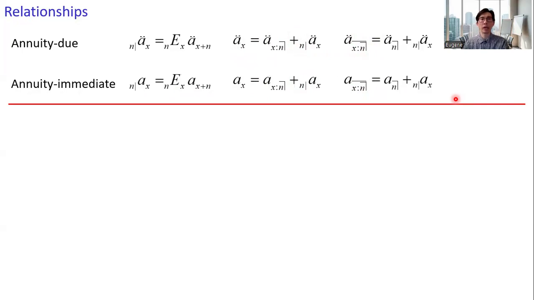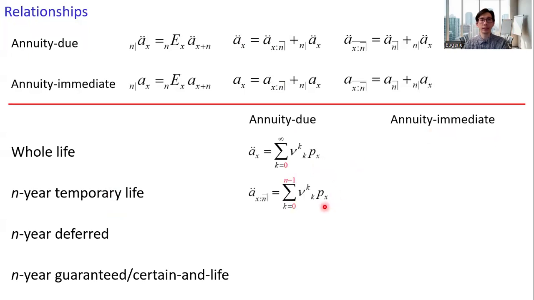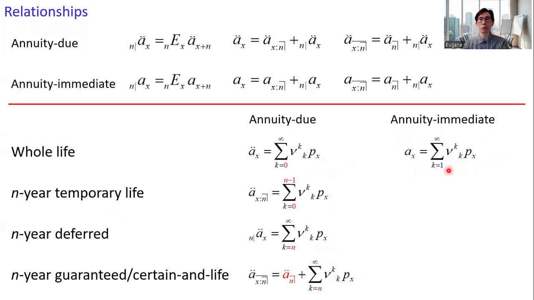And then the actuarial present value for these types of annuity due and annuity immediate. Whole life annuity due, and then the N-year temporary life, the deferred, and the guarantee. For the annuity immediate for whole life, start from K equals 1, as compared to the annuity due here, which starts from K equals 0. And for the N-year temporary life annuity immediate, start from K equals 1 to K equals N. And for annuity due, K equals 0 to K equals N minus 1.